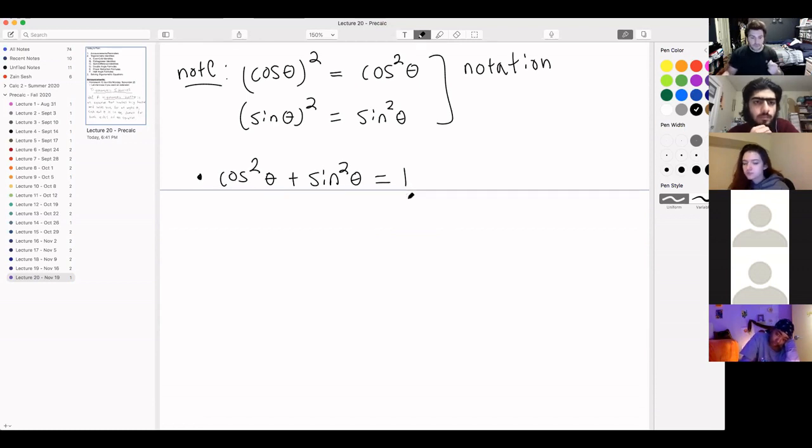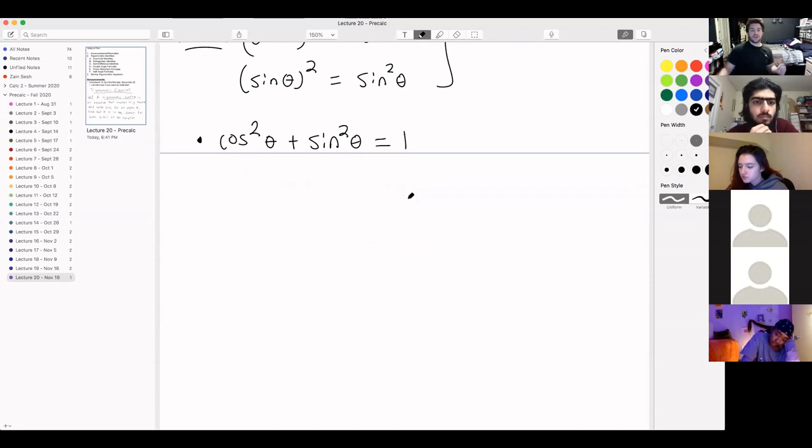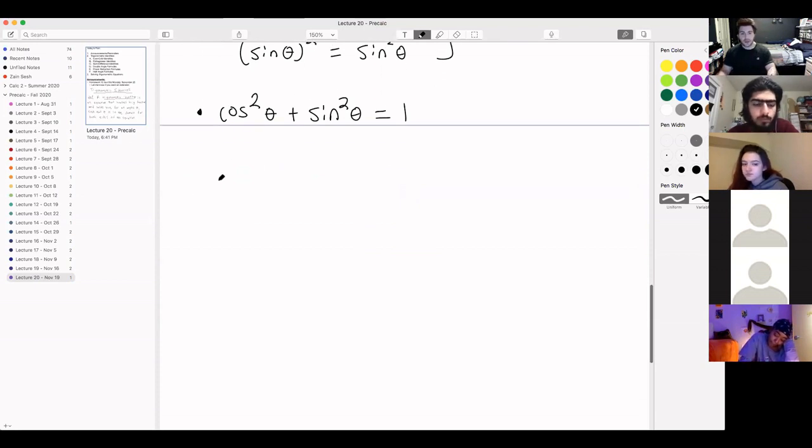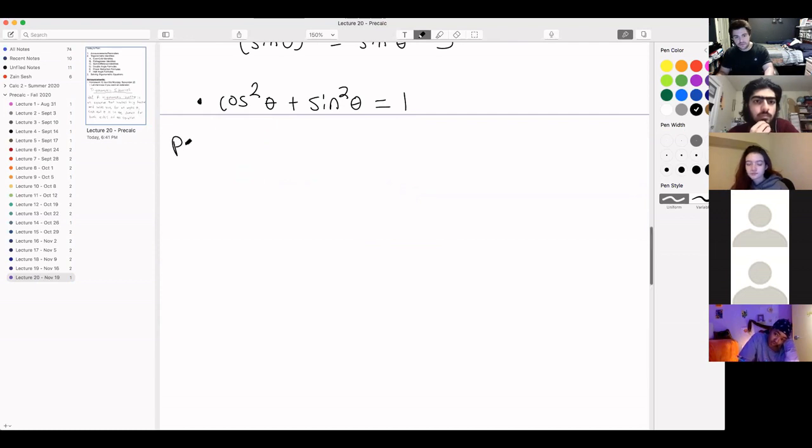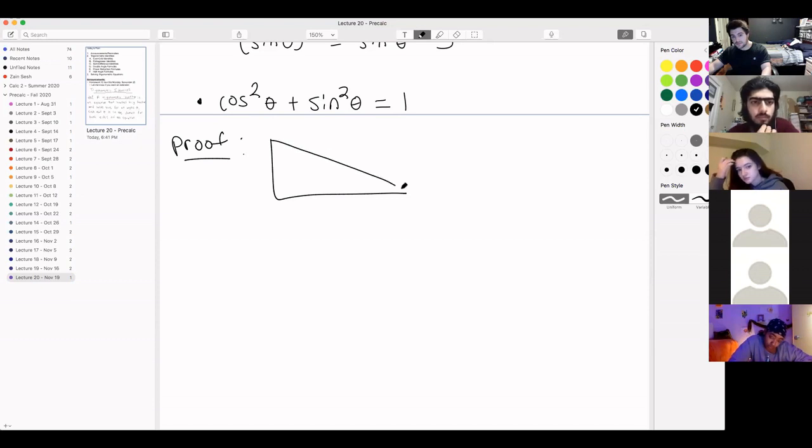Okay, and that's quite amazing. So cosine squared of theta plus sine squared of theta is 1 for all values theta. All right, beautiful, and we will actually prove this very quickly. So this is very nice. So what you want to do is draw a right triangle with hypotenuse 1. Okay, that's kind of what's going on here.